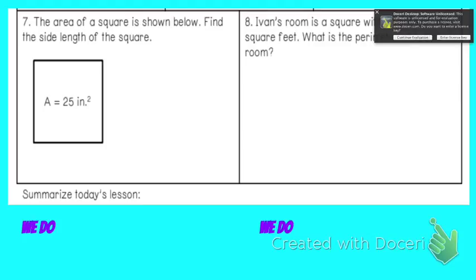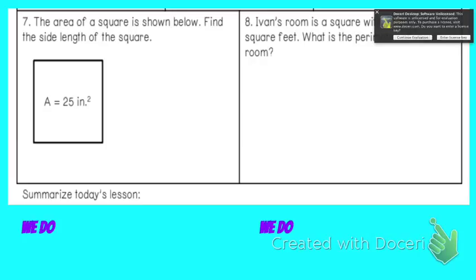Okay, so let's look at number 7 and 8. So the area of a square is shown below. Find the side length of the square. What do we know about a square? What do we know about the sides of a square? They're all the same, aren't they? Yeah. Okay, so it means every side would be exactly the same.